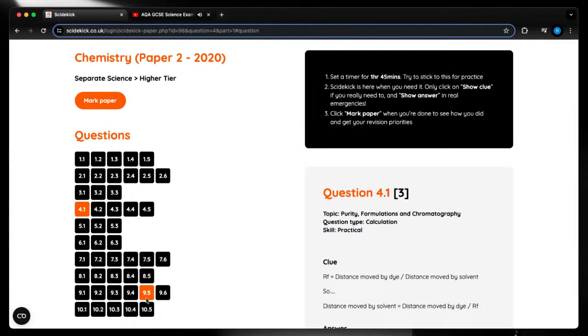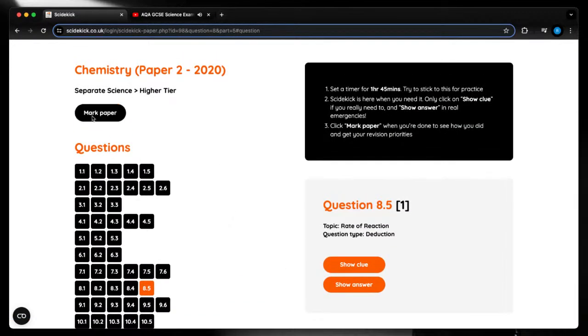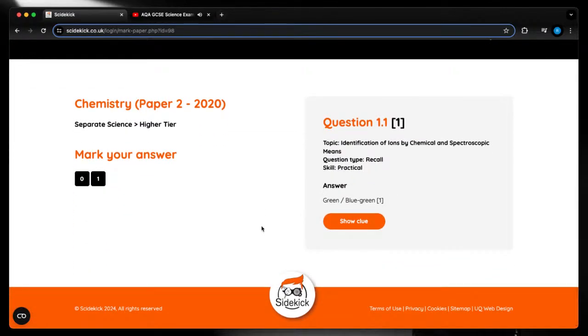So from here, once you've finished your paper, you don't have to go through every single one. You can literally go there to 8.5 if you want. When you're done, you click mark paper. If you click mark paper, you can actually go into your members homepage, and if you've done a paper without Sidekick, you can find the paper and mark it from there. Once you're doing this, it makes it so easy to mark your paper. Now normally when you mark a paper, you just get your final grade at the end. It does that, but it does so much more.